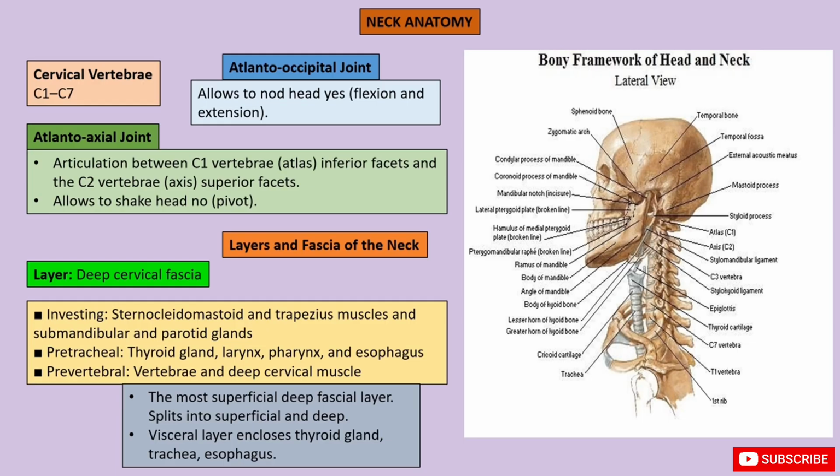Now we have different layers in the fascia of the neck, in which the deep cervical fascia is the most important, and it has three layers: the investing layer, pretracheal, and the prevertebral layer. In these three layers, mainly they ask you about the thyroid gland, where it is located. You should know it is present in the pretracheal layer.